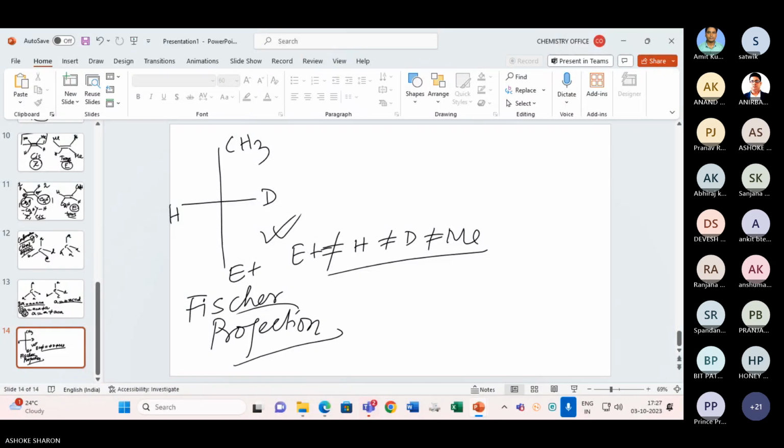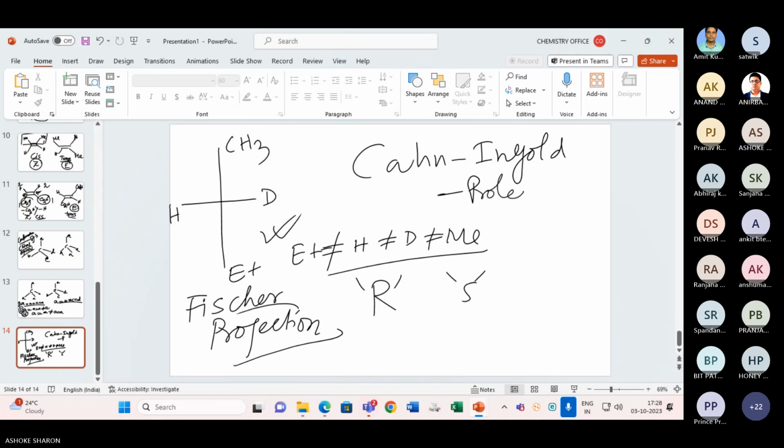Number two, which kind of chirality is there? Is it R or S? R and S is the terminology. All of you studied a little bit in the 12th level. R and S, the optical rotation: when you are giving the numbering of the priority of the groups, which comes from a theory called the Cahn-Ingold-Prelog rule, which is called the CIP rules.